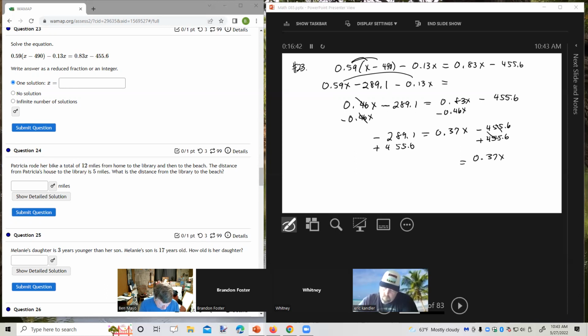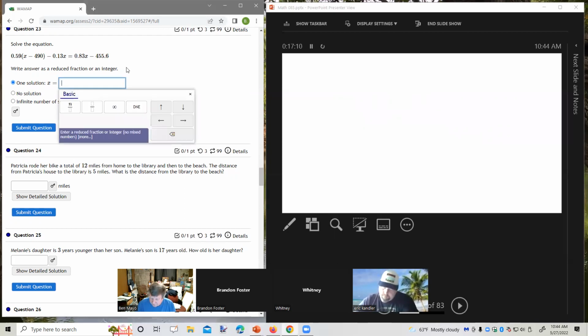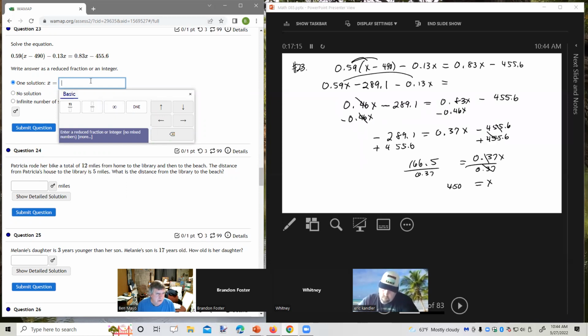And I get 166.5. Then we're going to divide both sides by 0.37. And let's see, divided by 0.37, we get 450. After all that, we got a nice number. Oh, one solution, no solution, infinite number of solutions? Well, we've got just the one solution. So one solution, x is 450.